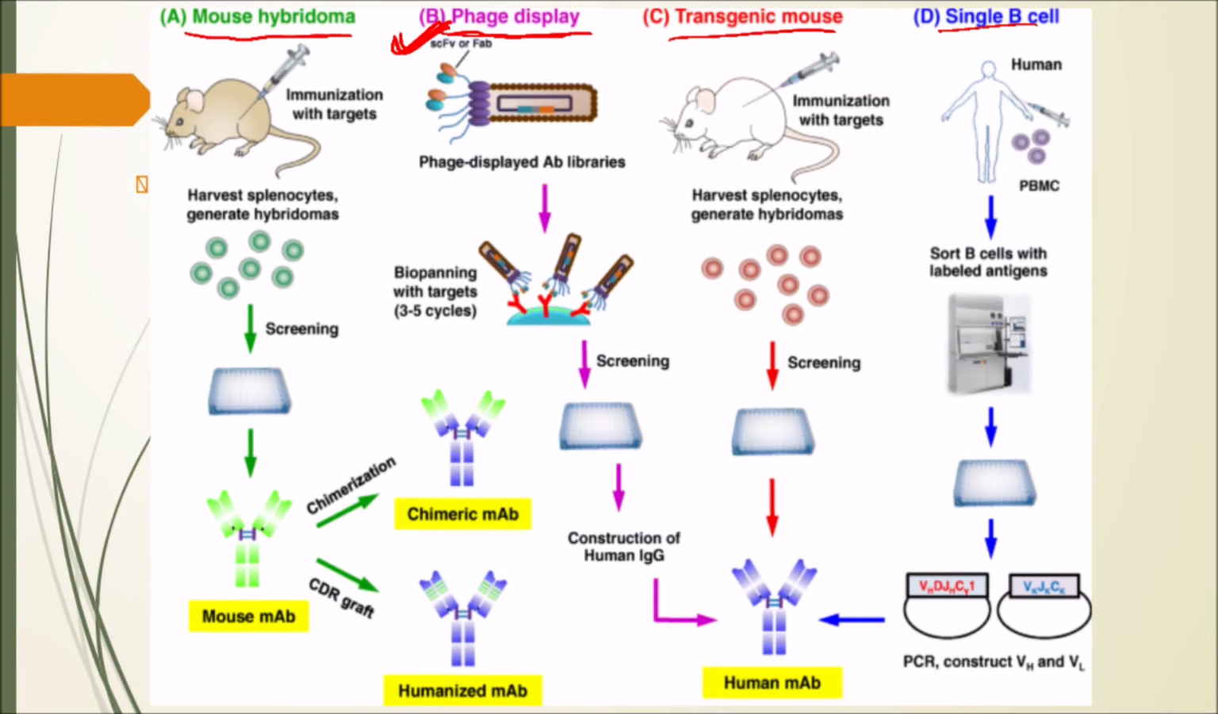Okay, so as you can see, in mouse hybridoma, this chimerization happens. The variable part is from the mouse and the remaining is from human. These are humanized monoclonal antibodies, where the CDR is grafted.